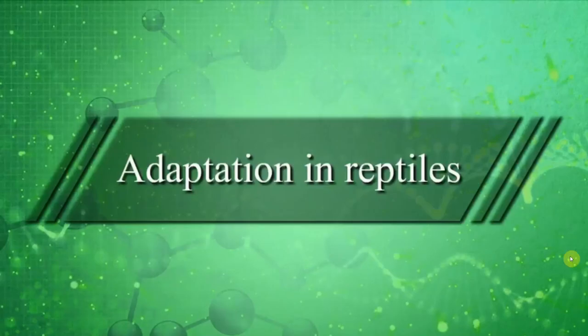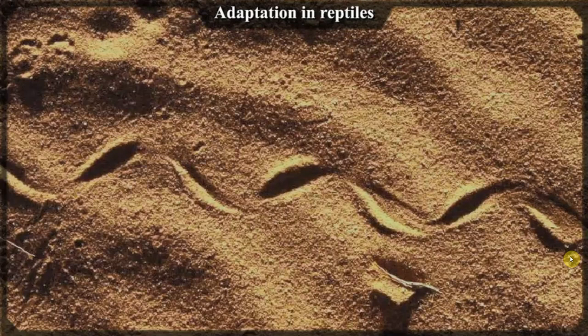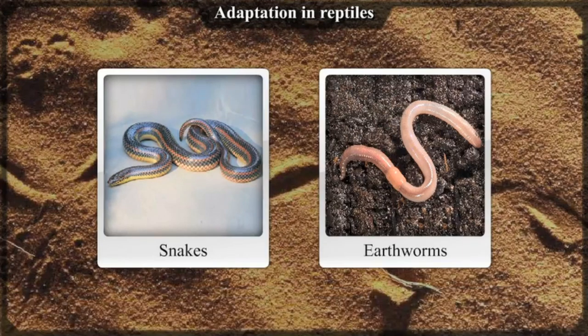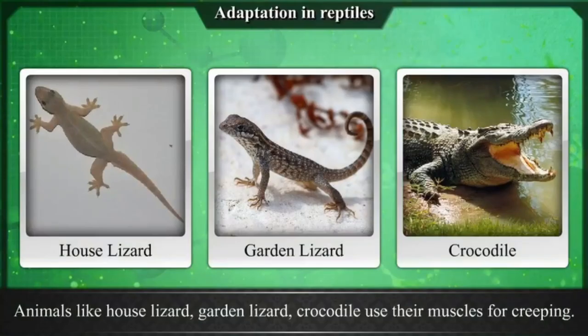Adaptation in reptiles. Observe from a distance how snakes and earthworms creep. Which organs do they use for creeping? Are there any special changes for that purpose? Note any such changes. Animals like house lizard, garden lizard, crocodile use their muscles for creeping.